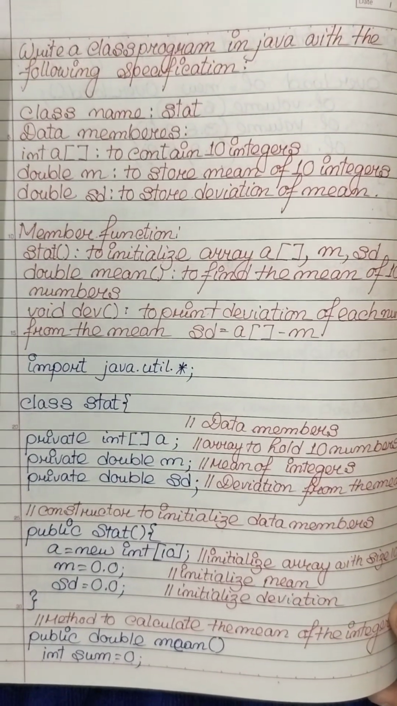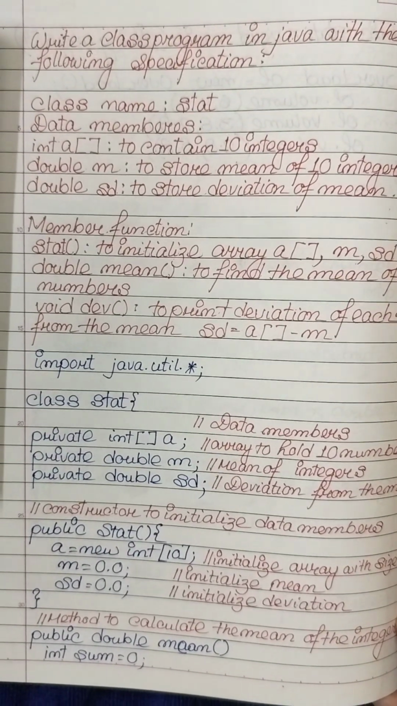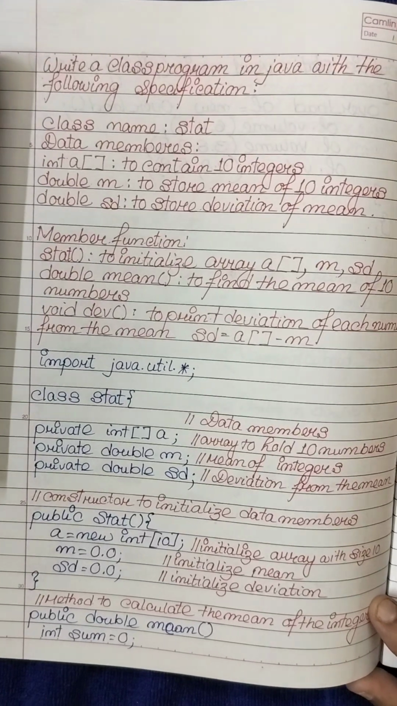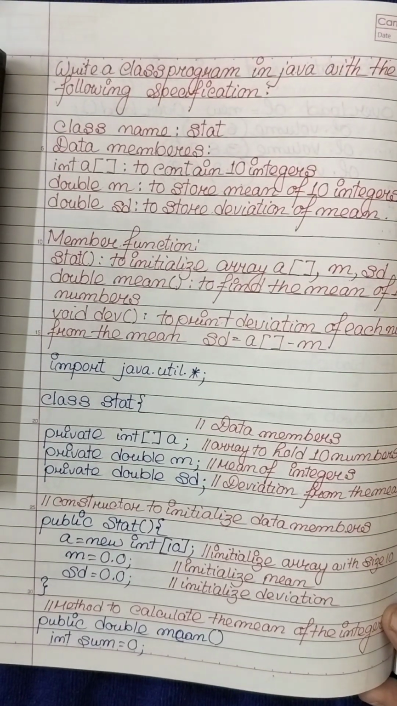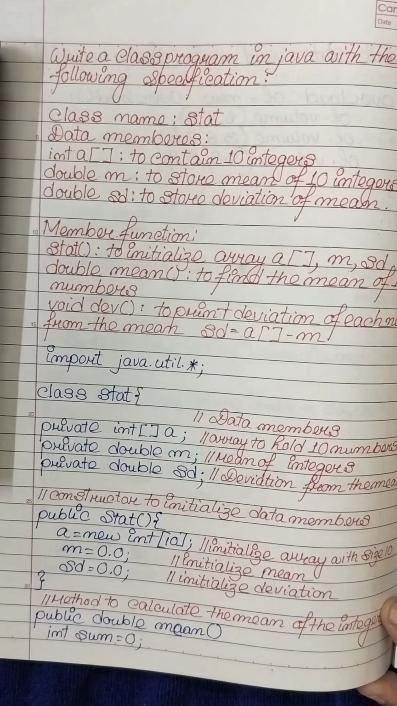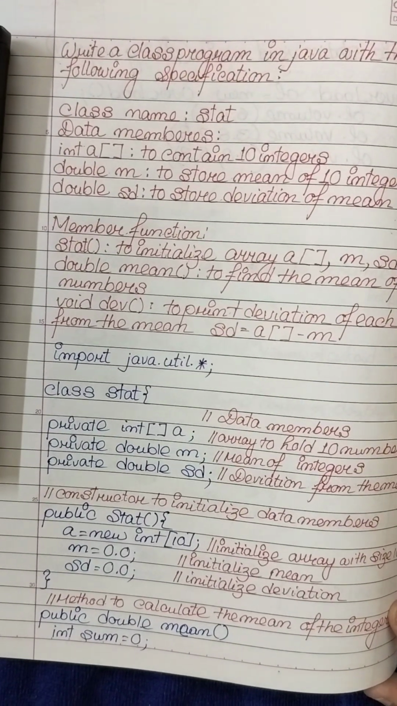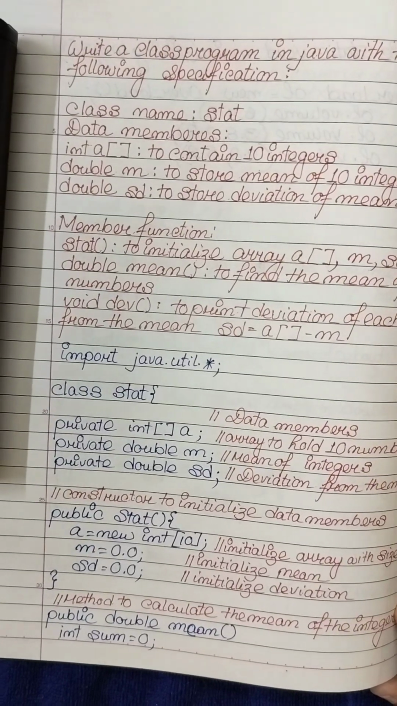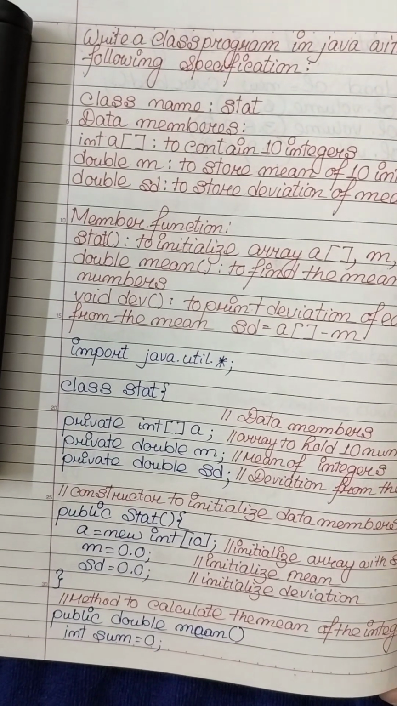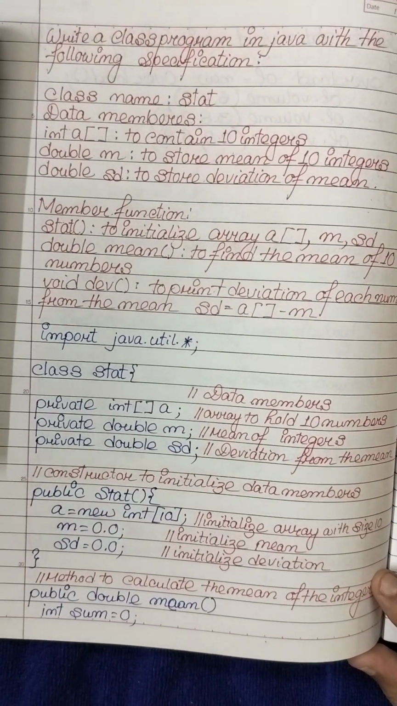Next, double mean, which is another member function to find the mean of 10 numbers, and void dev, that is deviation, where we have to calculate and print the deviation of each number from the mean using the formula sd is equal to array minus mean. Okay, so let's start our program.